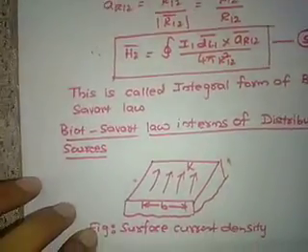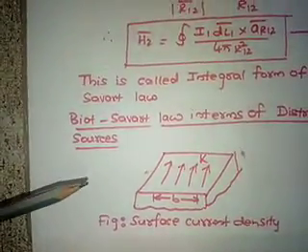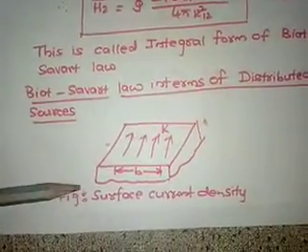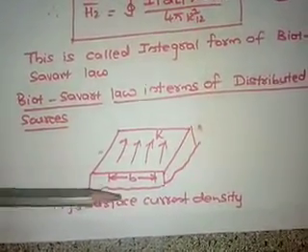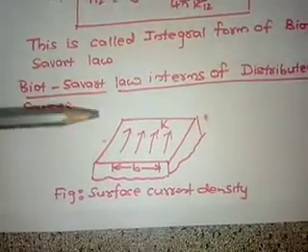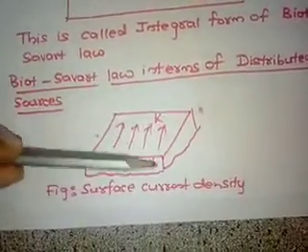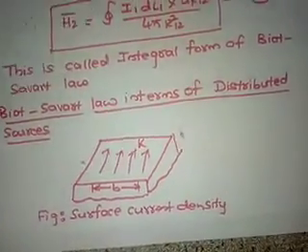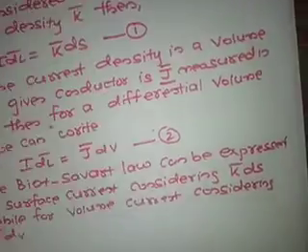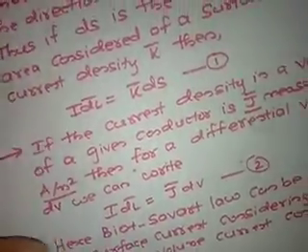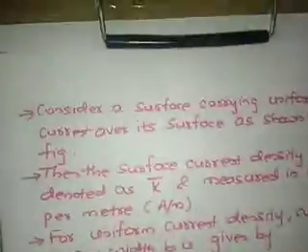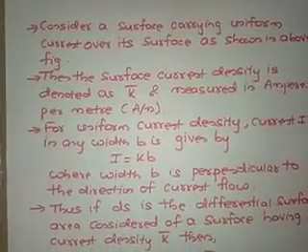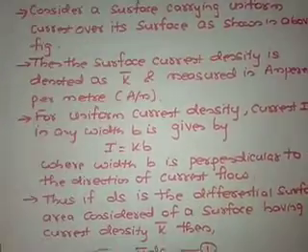Next, let us consider the Biot-Savart law in terms of distributed sources. I have considered the conductor here, in which the current is flowing uniformly over the surface of this conductor. So the current density is K. Consider a surface carrying uniform current over its surface as shown in the figure. The current density is denoted as K bar. It is measured in ampere per meter.